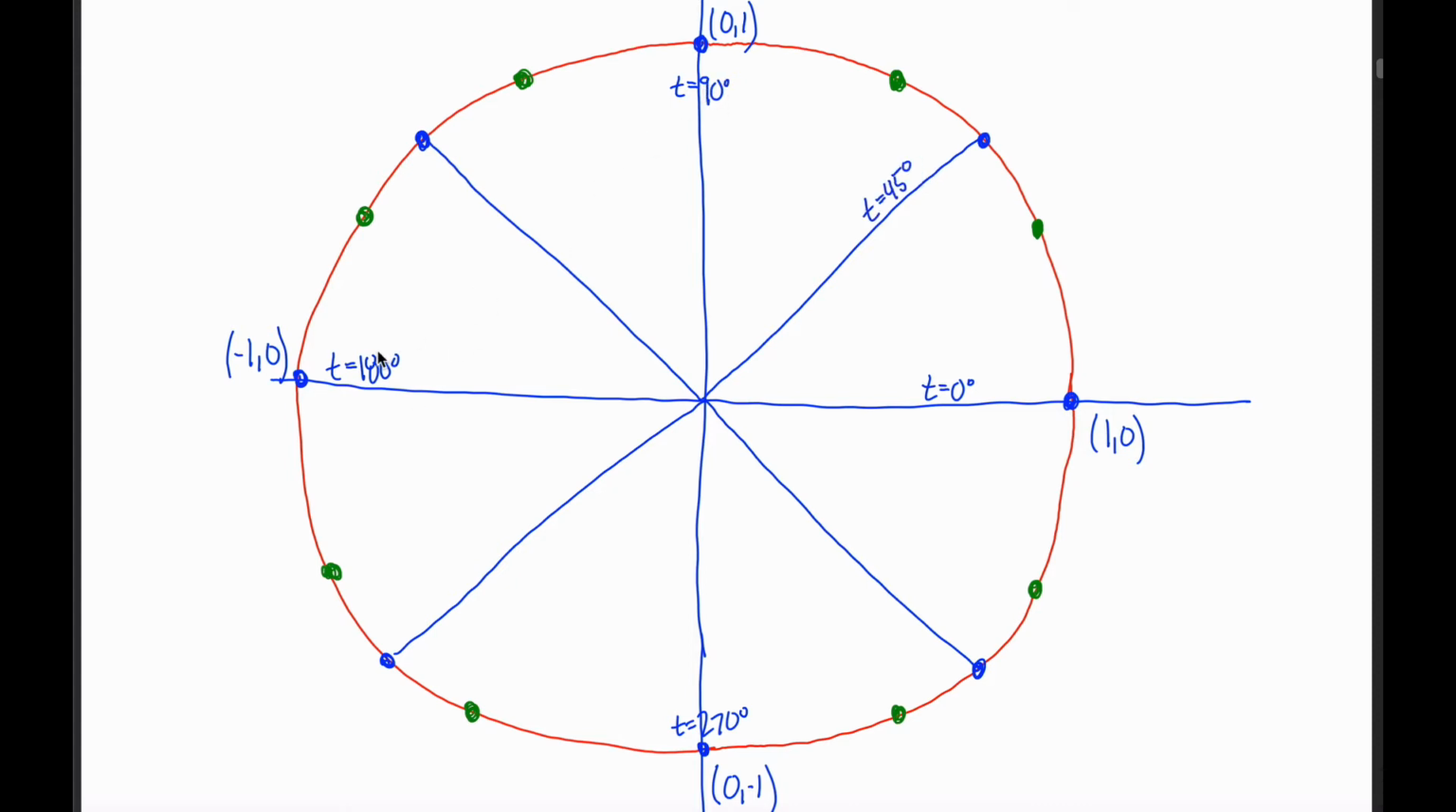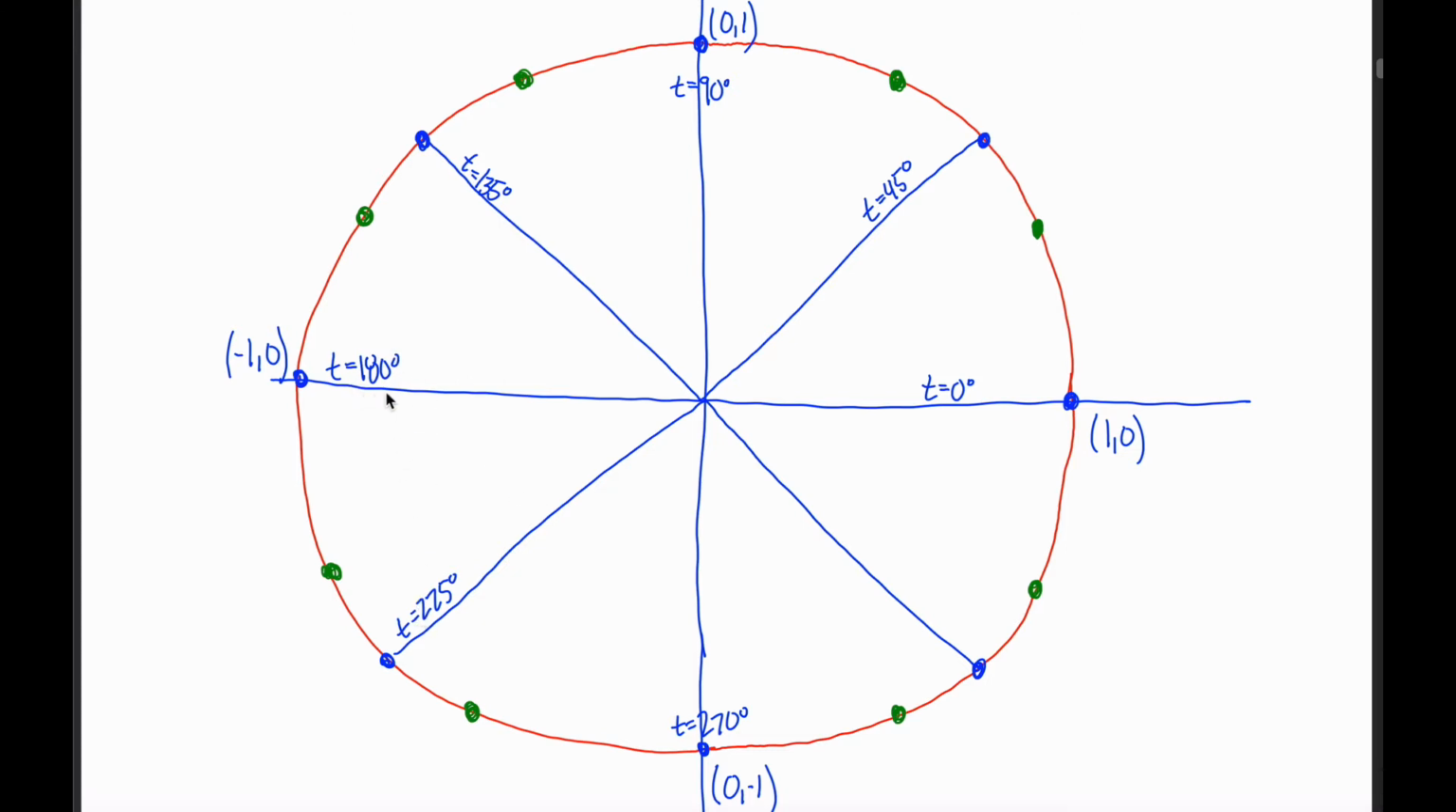Similarly, halfway between 90 and 180 would be 135 degrees. And you can memorize that, or you can be like, well, it's 45 degrees more than this 90, and 90 plus 45 gets me this 135. Halfway in between 180 and 270 will end up being 225 degrees. And you can either memorize that, or you can find the average of 180 and 270. You'll find that that's 225.